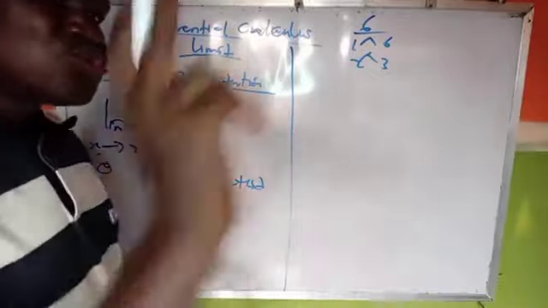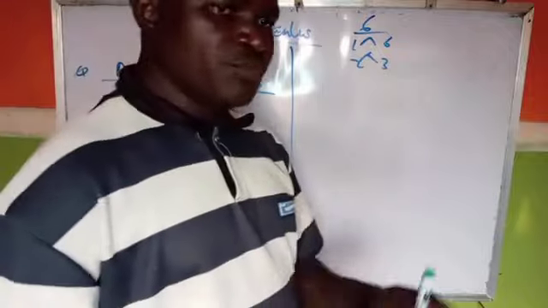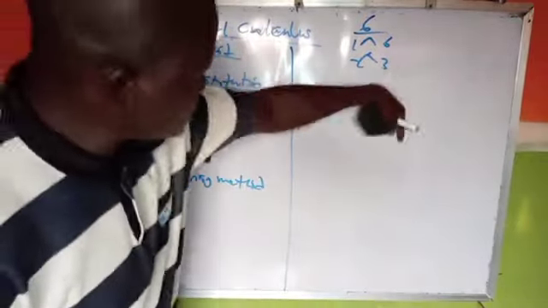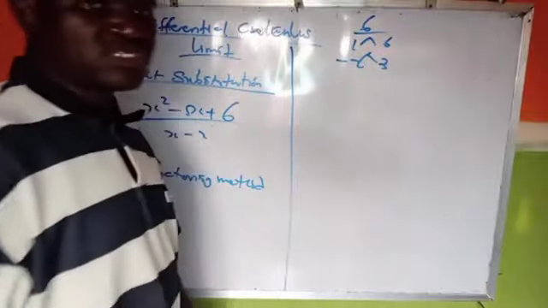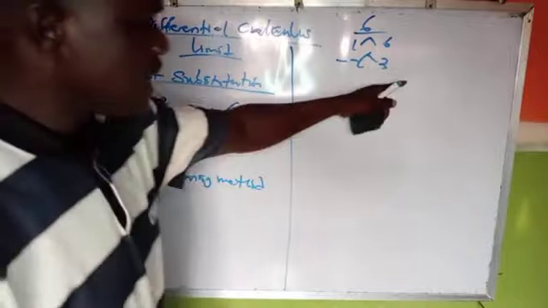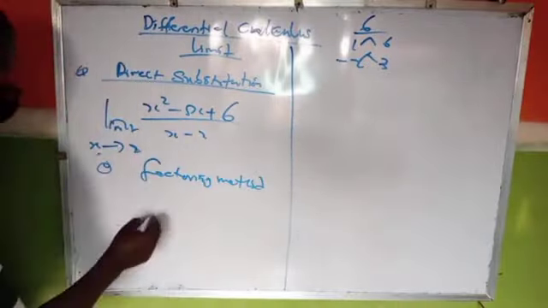So you need 2 numbers. If you add them together, you get minus 5. If you multiply them, you get plus 6. So what are the 2 numbers from these factors? You put minus 2 and minus 3. Minus 2 plus minus 3 will give you minus 5. Minus 2 times minus 3 will give you plus 6. So you come and substitute into this place. So what do you have?